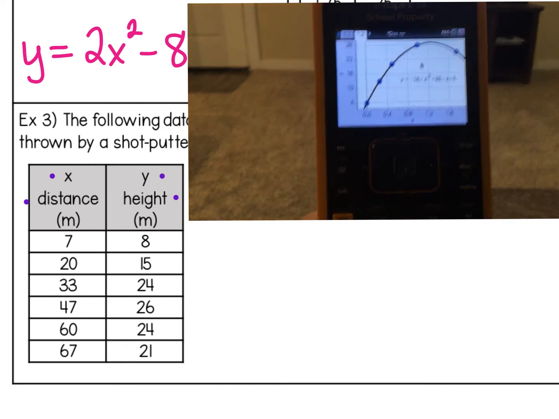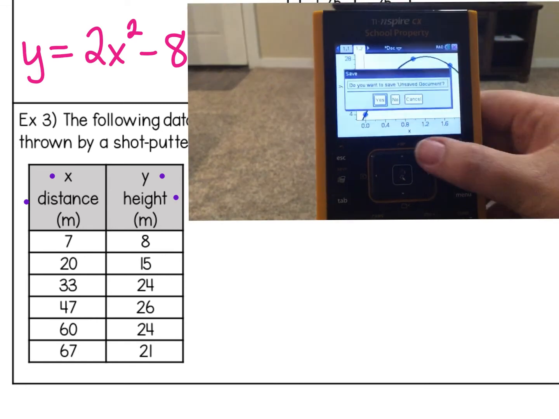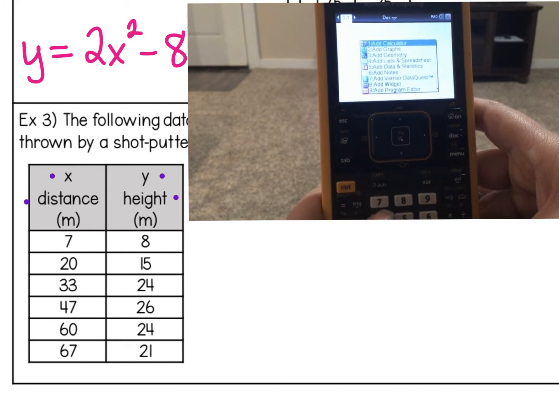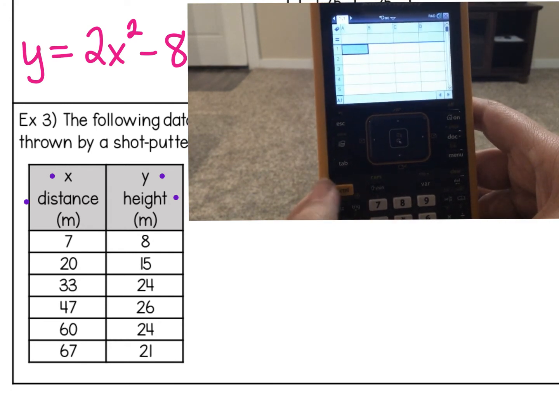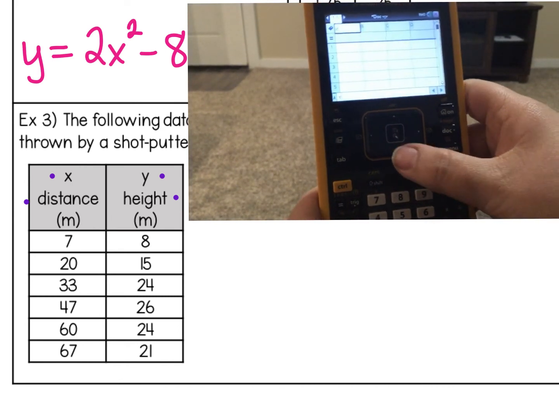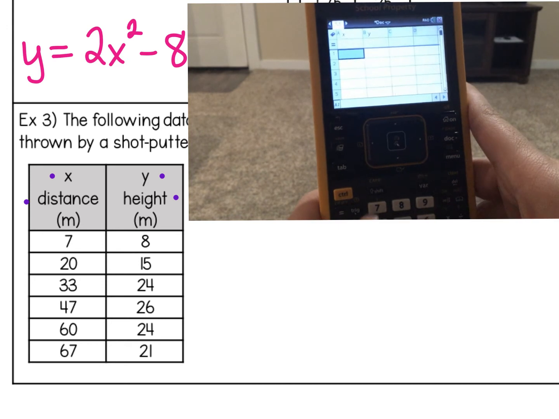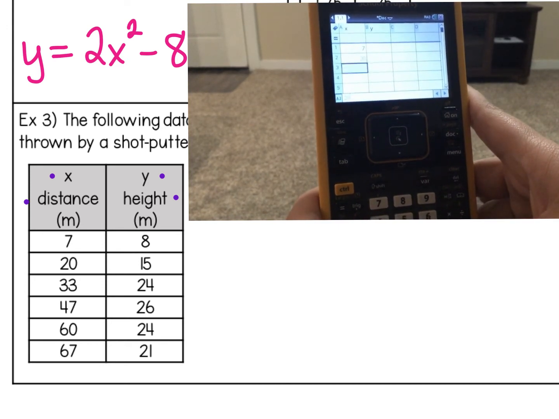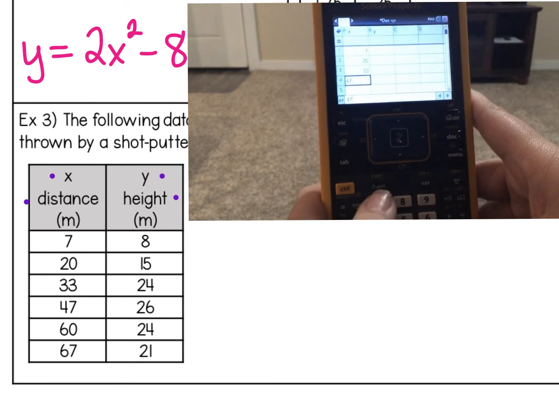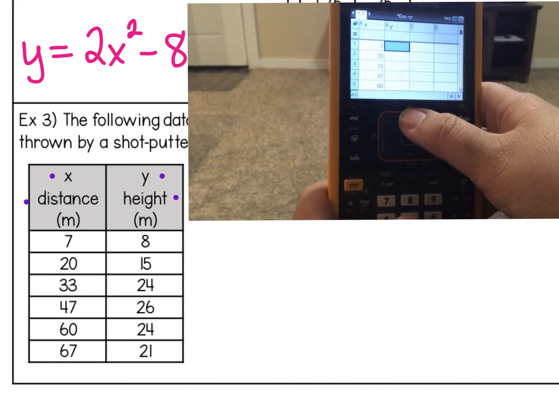Last example, I'm going to start all over again. So I'm going to press on to go to the home screen. 1 for new document. No, I don't want to save anything. Okay, 4 for list and spreadsheet. So now we're going to do X in the A box, Y in the B box, and start typing in our values. Okay, now for all the Y's.